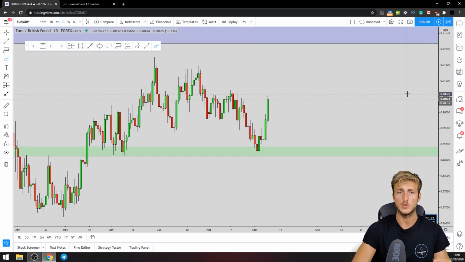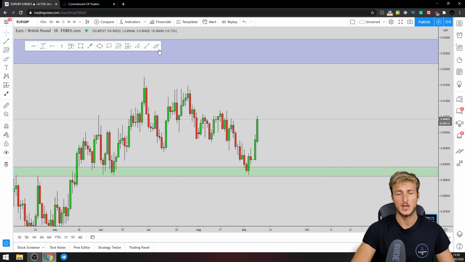And at the moment, what do we see that the market has just done? The market has just created a very strong impulse breaking above all structure.